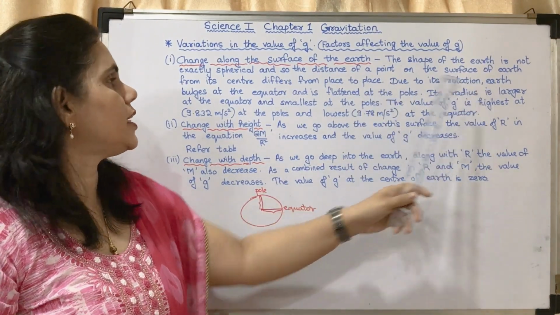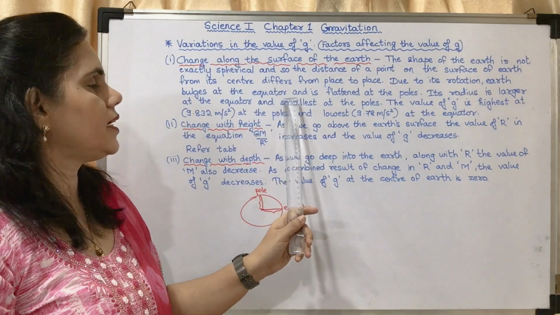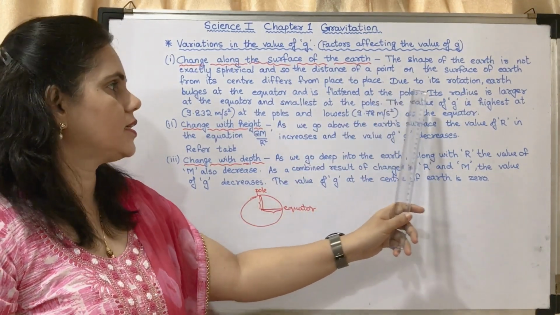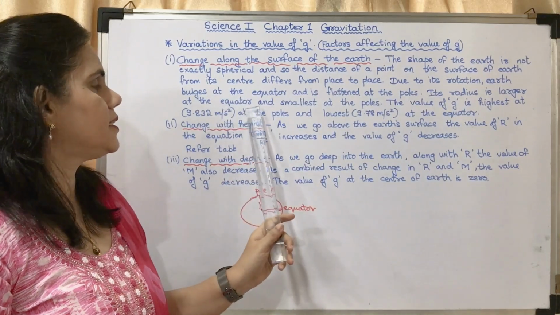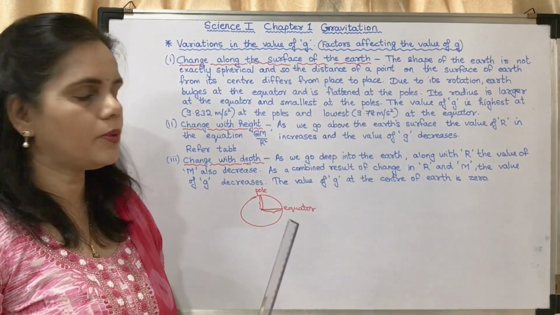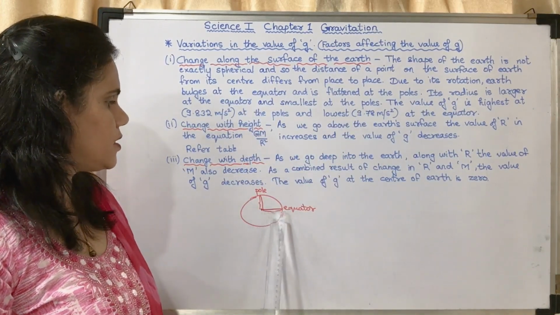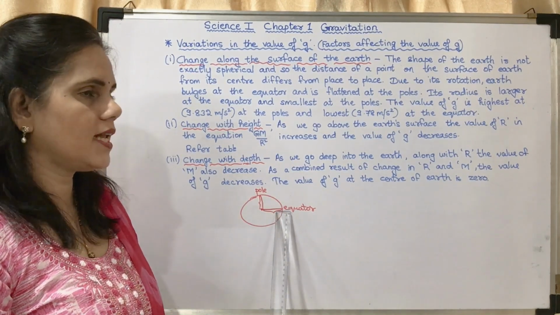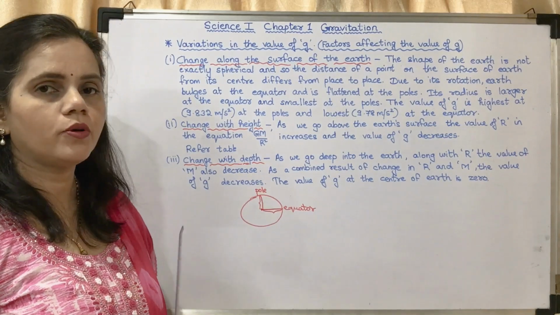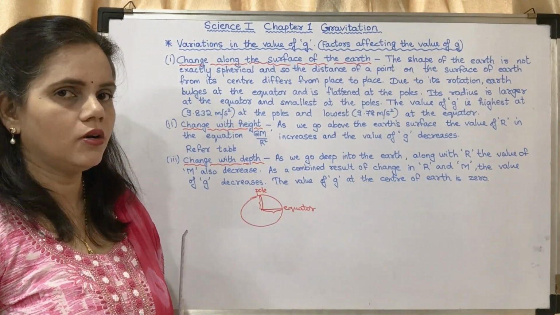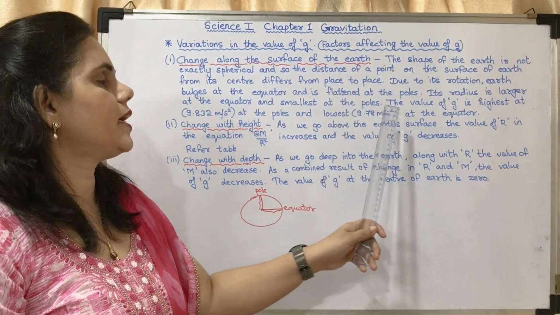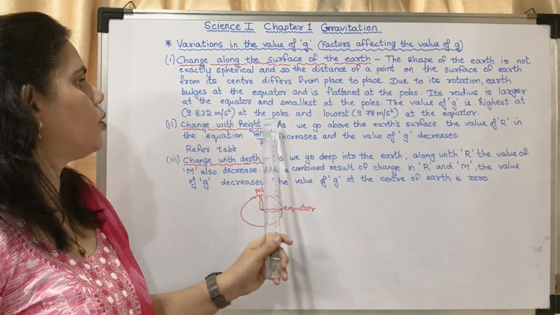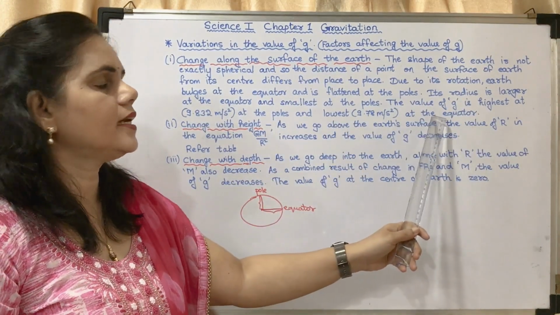Due to its rotation, earth bulges at the equator and is flattened at the poles. Its radius is larger at the equator and smaller at the poles. Radius is the distance from the center. So the radius at the equator is larger and the radius at the poles is a lesser value. So what happens? The value of g is highest at the poles and lowest at the equator.